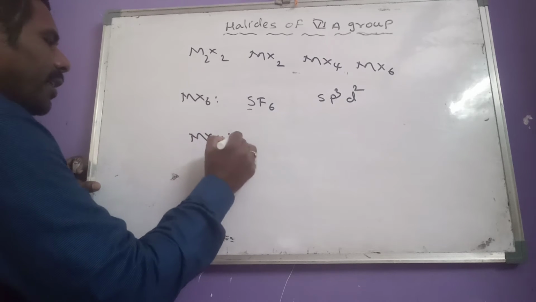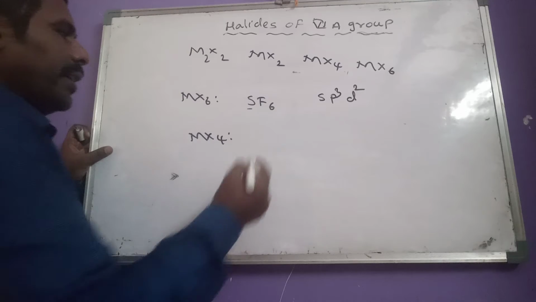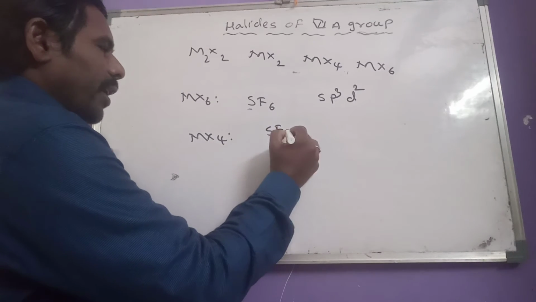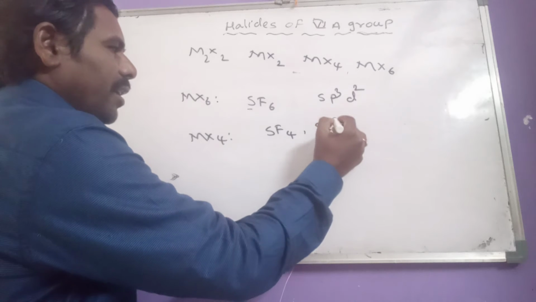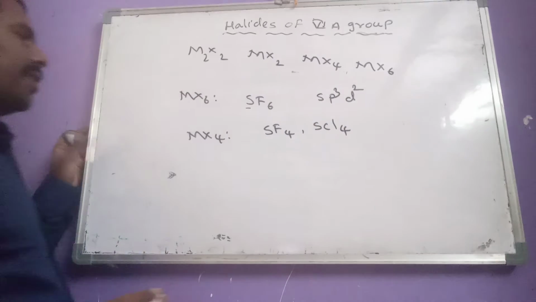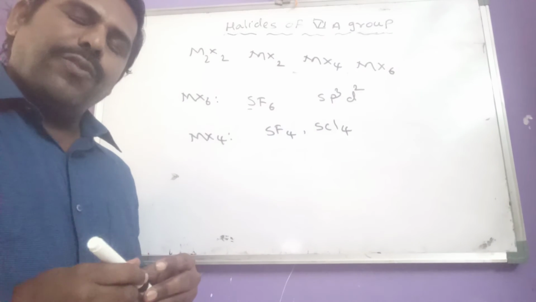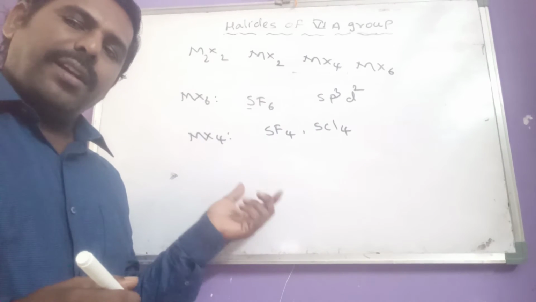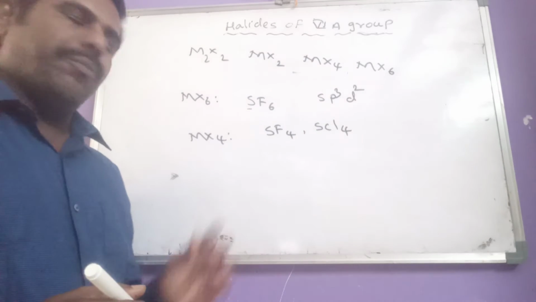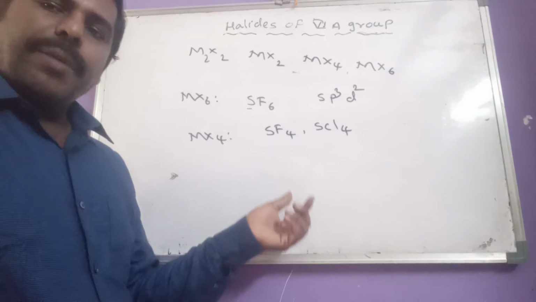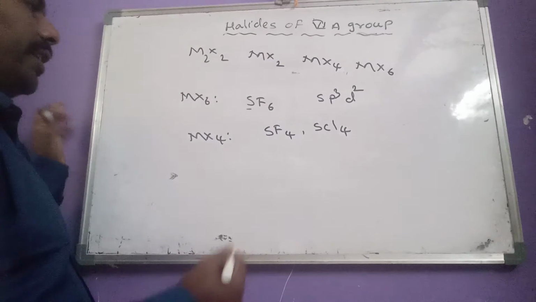In tetrahalides, the general formula we know is MX4. In that, sulfur tetrafluoride, SF4, and sulfur tetrachloride, SCl4, are examples of tetrahalides. MX4 is the formula of tetrahalides. SF4, SCl4 are some examples. In that, some important points we have to learn here. What are the important things here?